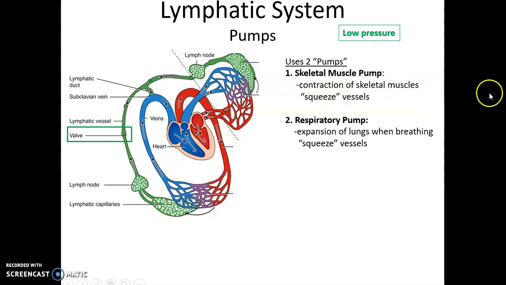Again, the two pumps are the skeletal muscle pump, where contractions of skeletal muscles will squeeze the vessels, pushing the lymph fluid forward, and the respiratory pump, where the expansion of the lungs when breathing will squeeze the lymph vessels, both in the thoracic and abdominal cavities, pushing the lymph again toward the direction of the lymph ducts.